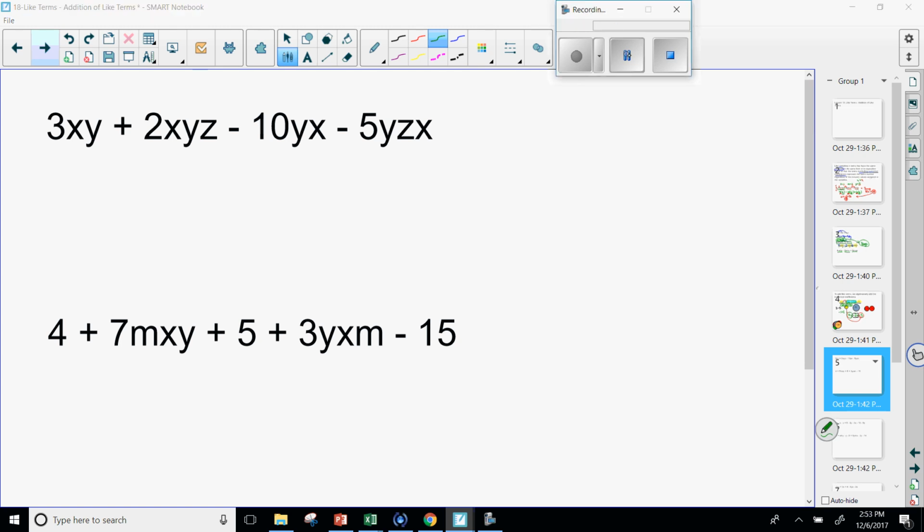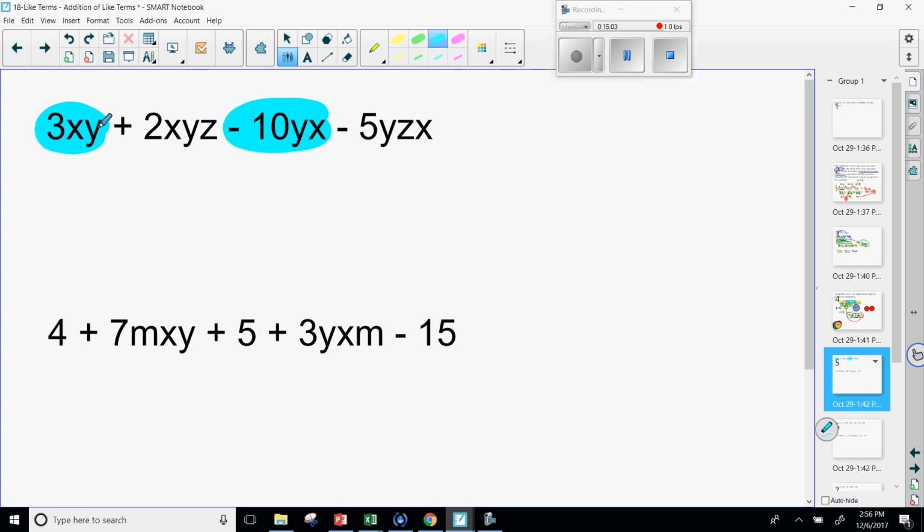Okay. So the first problem. The first term is xy. The variables are xy. Is the second term a like term? No. Why? Because it has a z. Is the next term a like term? Yes, because it has x and y to the same power. Is the last term a like term?